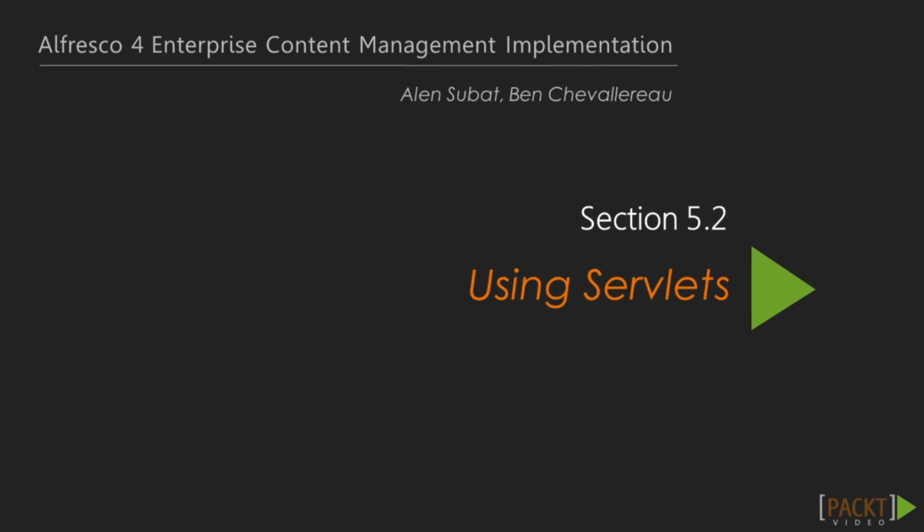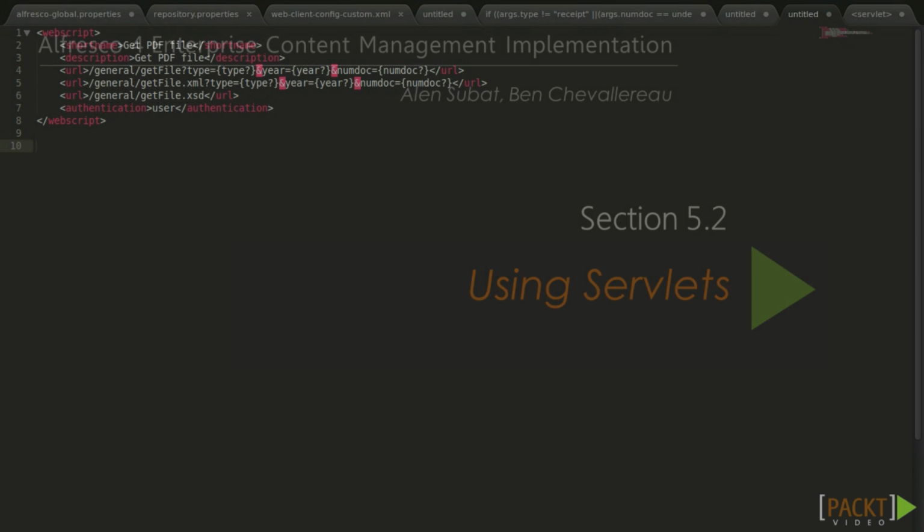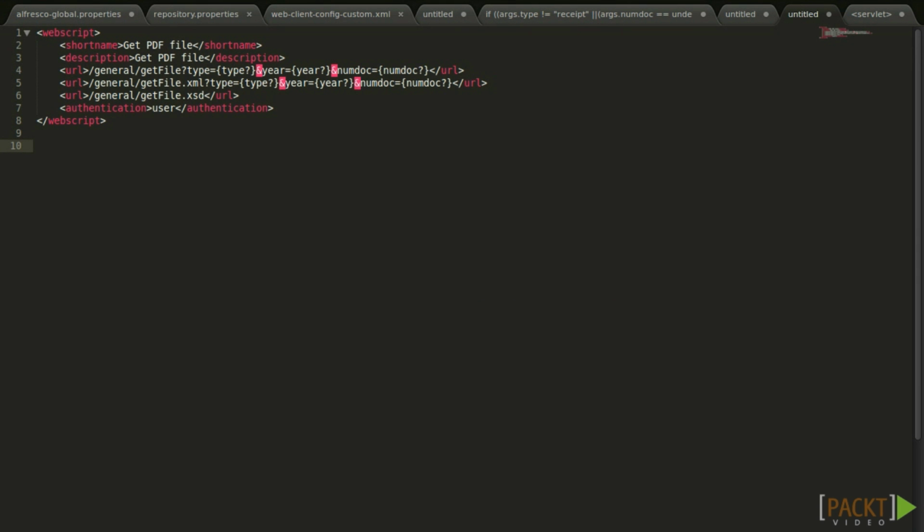Hi all, and welcome to the second video of section 5. In this video, we'll learn how to create a Java servlet and use it to get nodes from an Alfresco repository. First, we'll need a web script that exposes us an URL with parameter to get a node from Alfresco.